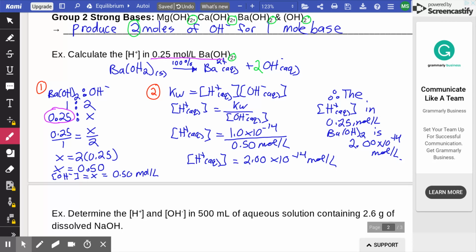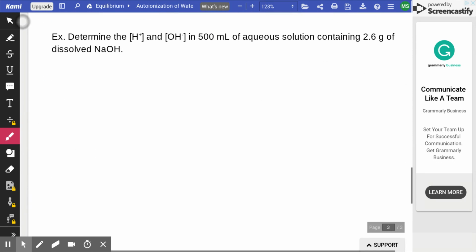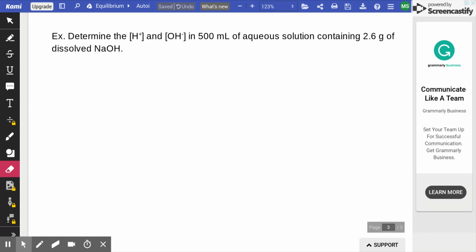Okay. So now we'll look at our last example, where we are determining the hydrogen ion and hydroxide ion concentration in 500 mL of aqueous solution containing 2.6 grams of dissolved sodium hydroxide. With this type of problem, I think the very first thing you need to do is write out your givens. I think we'll do that in part C. So we'll finish up the part B video and we'll start this problem in part C.